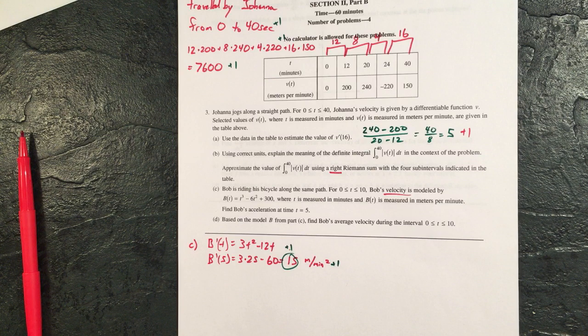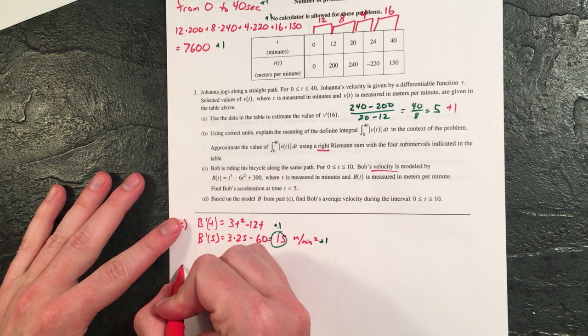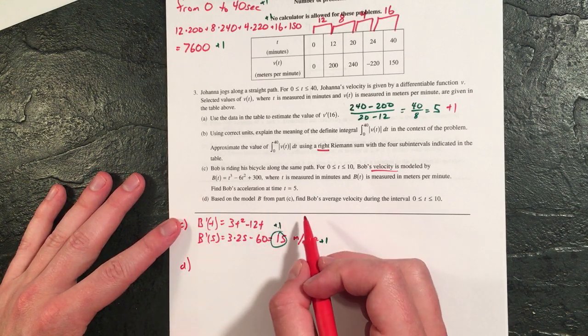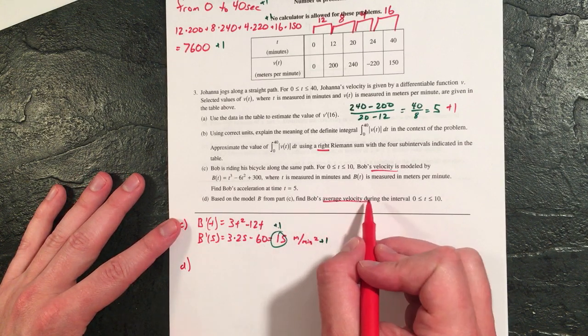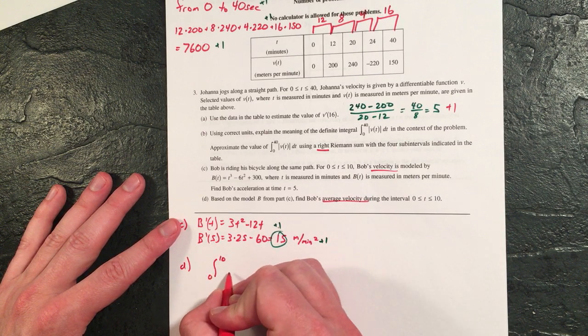And then finally on to D. Based on your model B from part C, find his average velocity during the time interval. This is one of the sections they cut, so I don't think they'd ask a question like this, but we'll talk about it anyway. They want the average velocity, so that means we have to add up all the velocities, which would be an integral from 0 to 10.